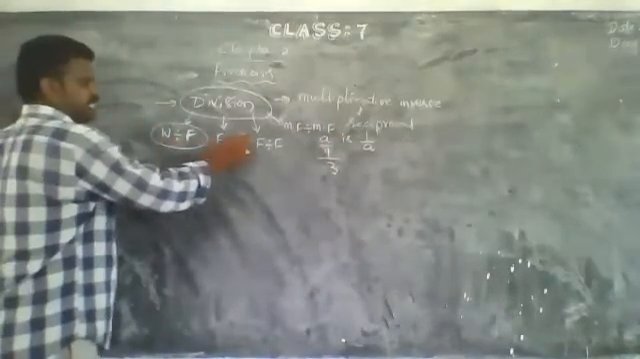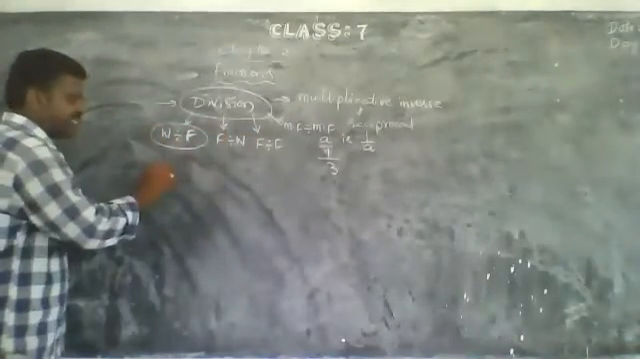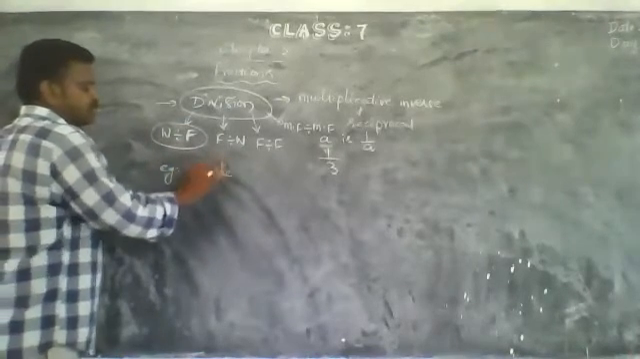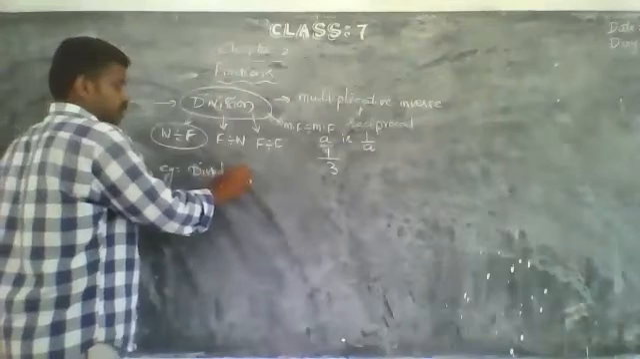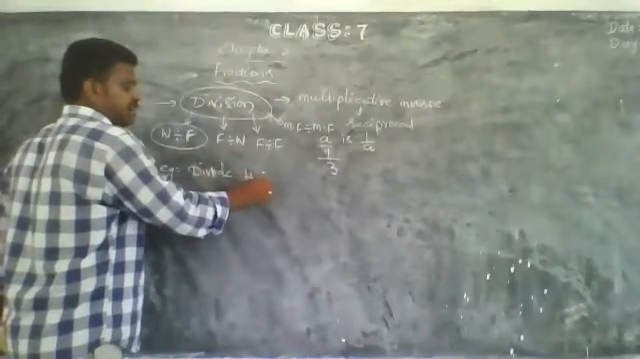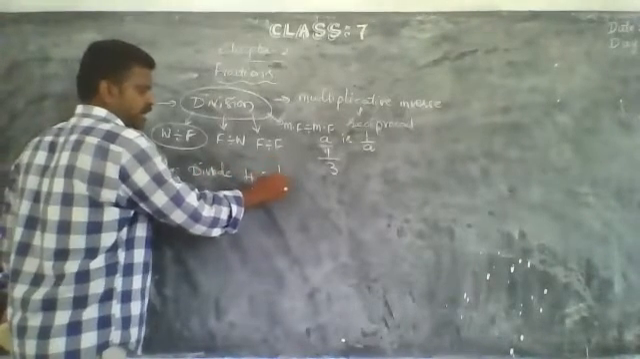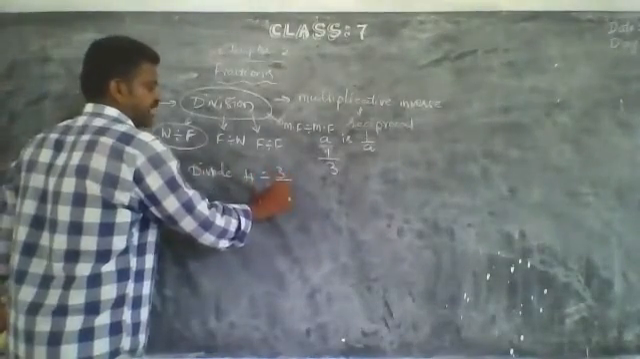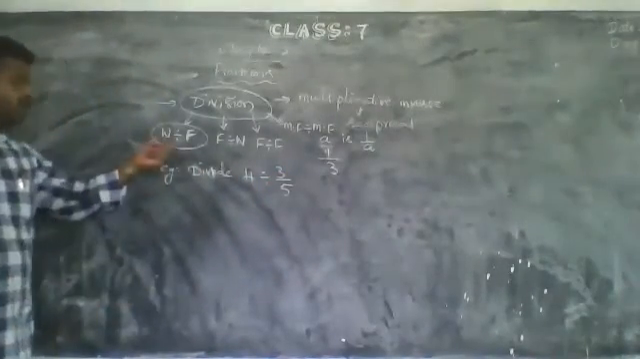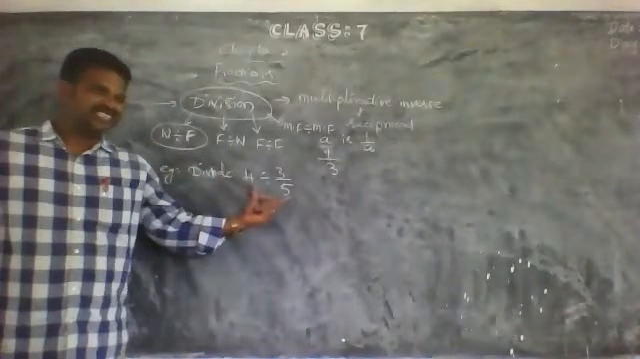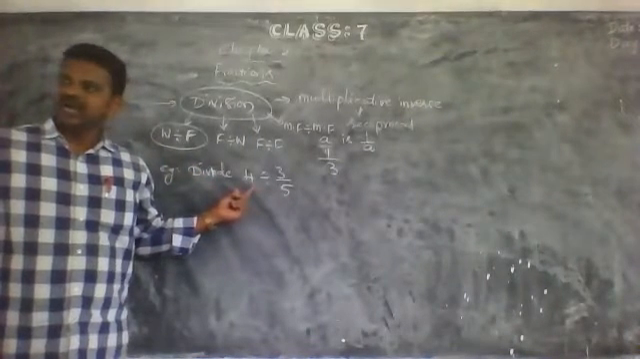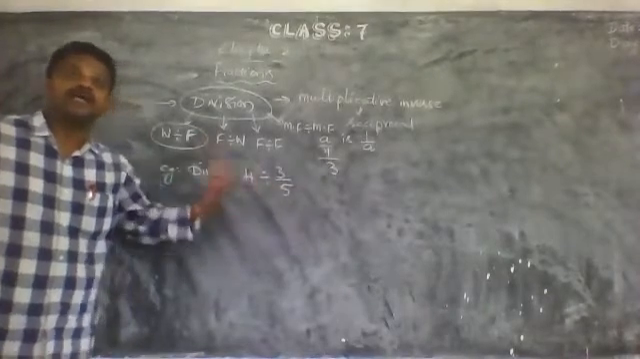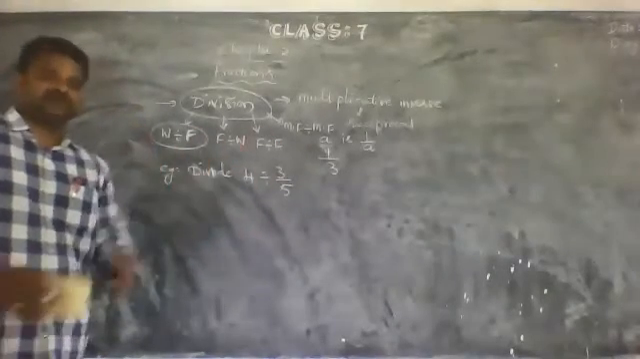Whole number with fraction. For example, I have taken now, divide 4 by 3 by 5. Otherwise you can take some other number. Okay. Whole number divided by a fraction. 4 is a whole number and 3 by 5 is a fraction. How to divide the whole number by a fraction?